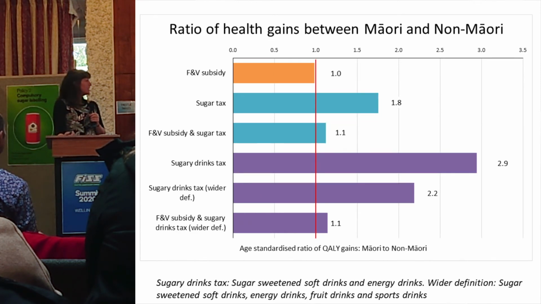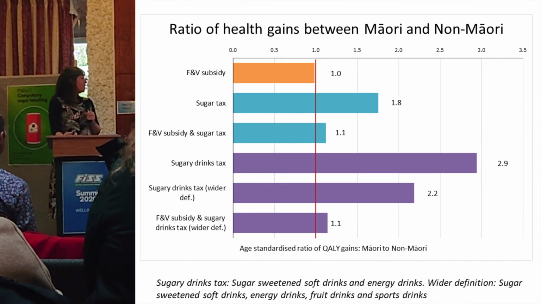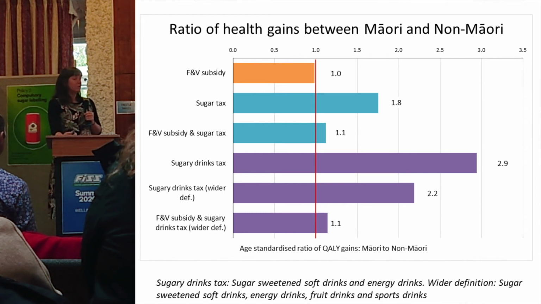This is the ratio of health gain between Māori and non-Māori. You can see that red line here is at 1, where health gains are the same between Māori and non-Māori. All the taxes give greater health gains to Māori. Almost twice as many health gains per person for the sugar tax, and almost 3 times as many health gains for the most simple sugary drinks tax.